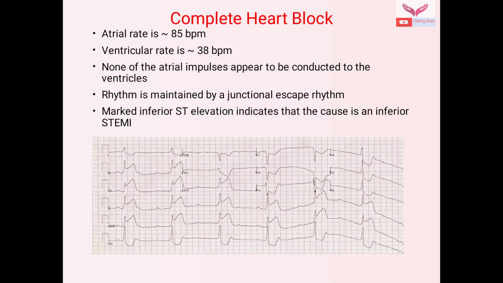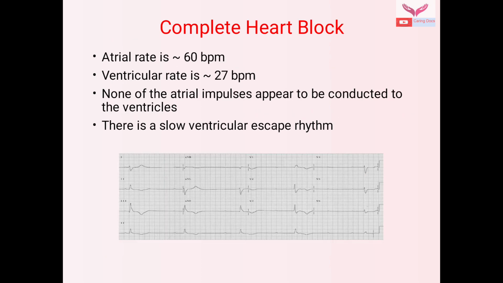In this ECG, we can see complete heart block. Here, the atrial rate is approximately 85 beats per minute and ventricular rate is 38 beats per minute. We can also see none of the atrial impulses appear to be conducted to the ventricle. The rhythm is maintained by a junctional escape rhythm, and we also see marked inferior ST elevations, that is in leads 2, 3, and aVF, indicating the cause is inferior ST elevation MI.